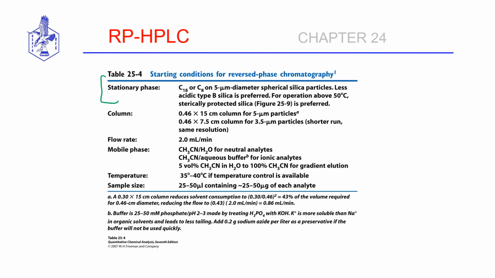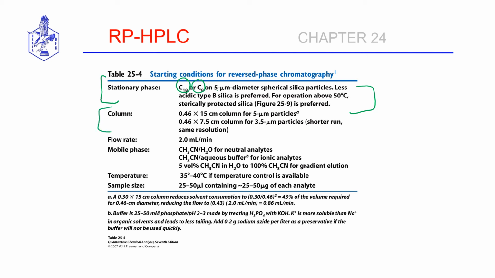Okay, are we going to use an octadecyl column or an octyl column? What is the diameter of our spherical silica particles that are in our column? What kind of silica are we going to use? There are different purities and acidities of surfaces, so we have to consider that, plus a whole host of other options in selecting our silica.